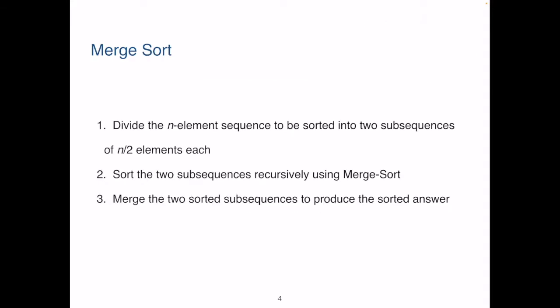We can formalize the idea of merge sort like this. We divide the input list A into 2 equally sized sublists. We recursively call merge sort to sort the sublists. Then we merge the 2 sorted sublists.